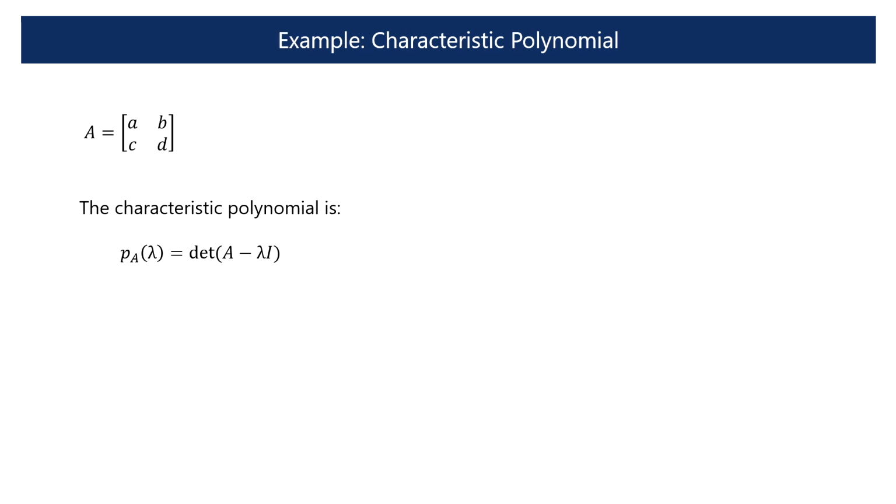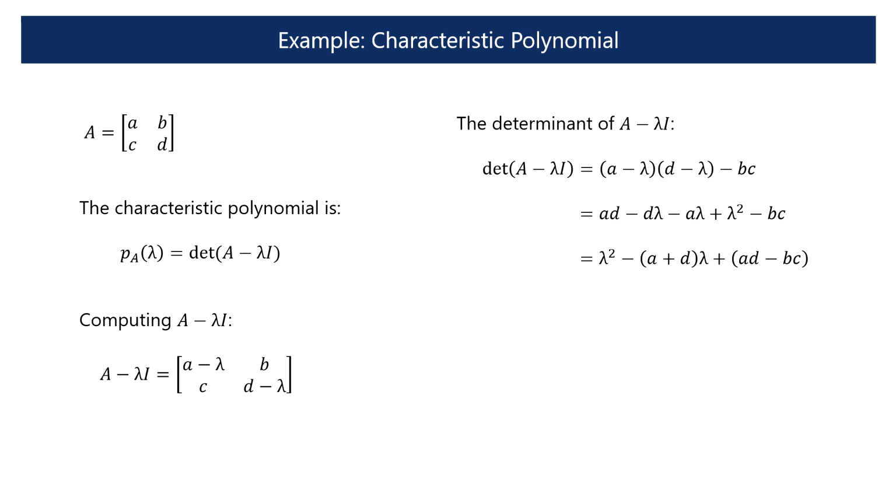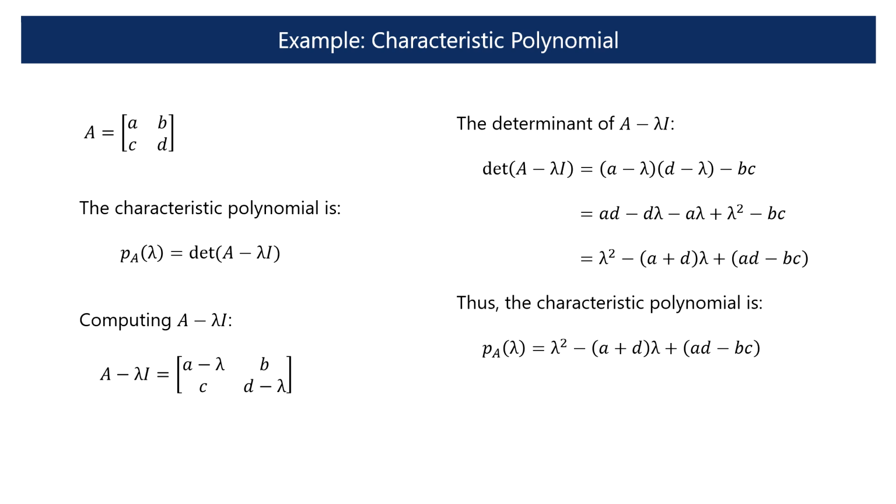Let's see an example of calculating the characteristic polynomial. For this 2 by 2 matrix A, the characteristic polynomial can be defined in this way. Next, compute A minus lambda I. The determinant of this matrix can be calculated in this way. Thus, the characteristic polynomial can be defined as this equation.